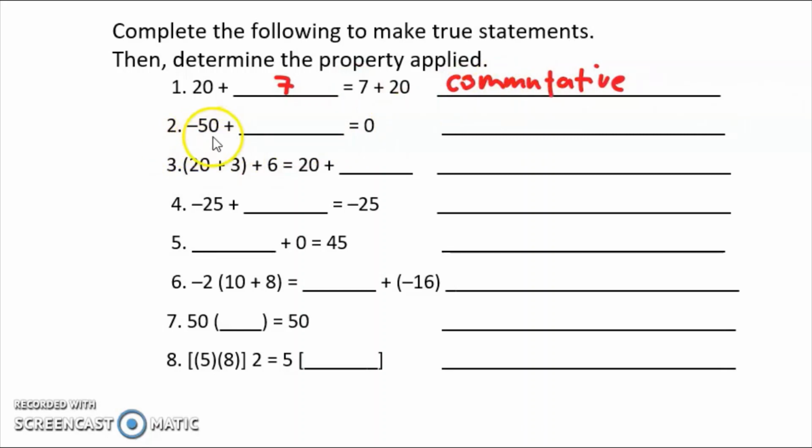So, next one is negative 50 plus blank is equal to 0. So, ano daw yung i-add ko kay negative 50 so that ang sagot ay 0? Ilan? So, kukunin natin yung additive inverse nito. So, ano ba ang additive inverse ng negative 50? 50. Kasi, di ba, pag nag-add tayo ng additive inverse ng number, ang sagot ay 0. So, obviously, ito ay additive inverse property.